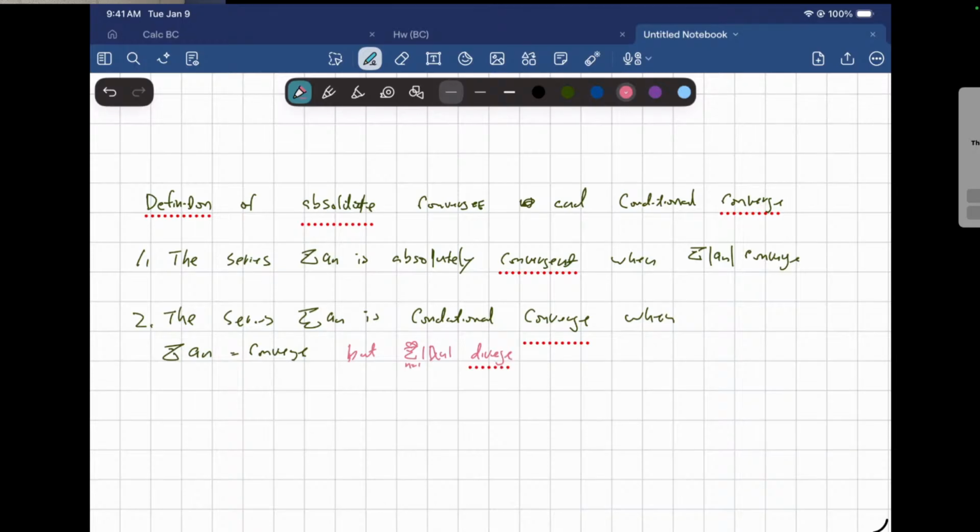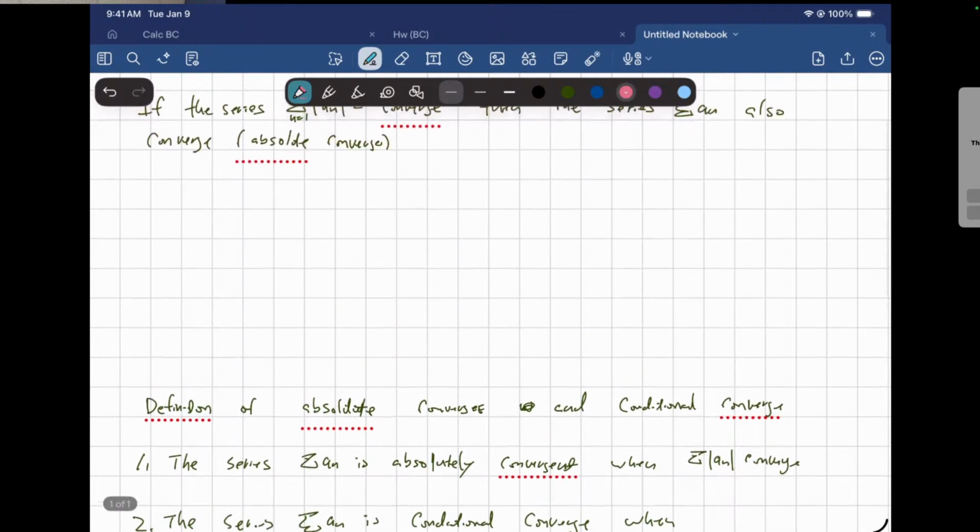So conditional convergence is a little bit different. A series can converge, but if the absolute value of the series diverges, then it's conditionally convergent. So if you want to think about it, there are two types of convergence: absolute, conditional, and a third one is divergence.